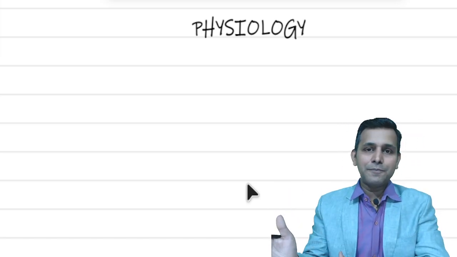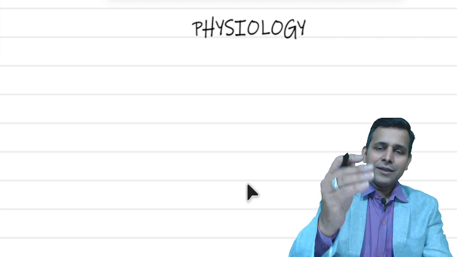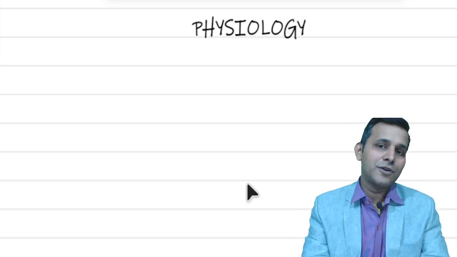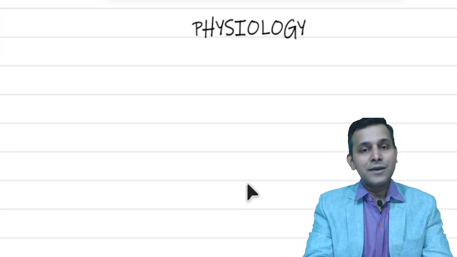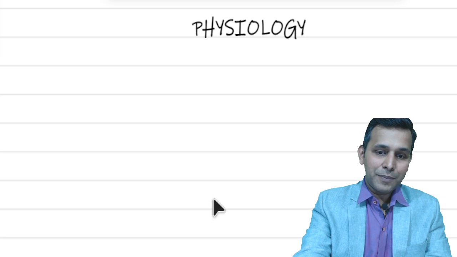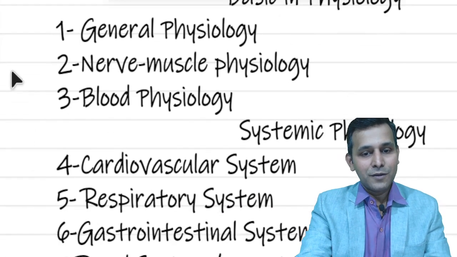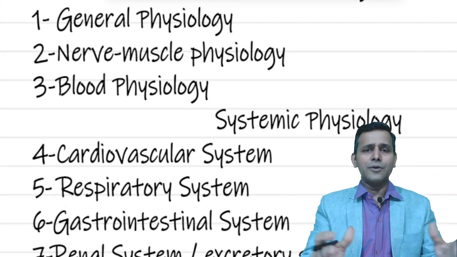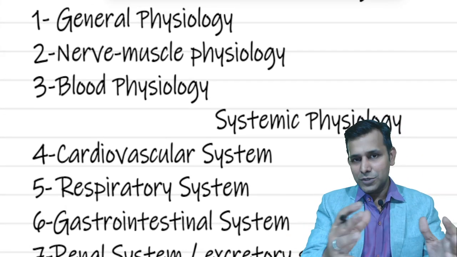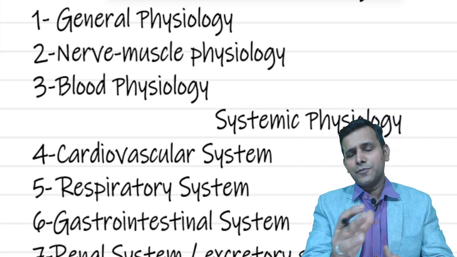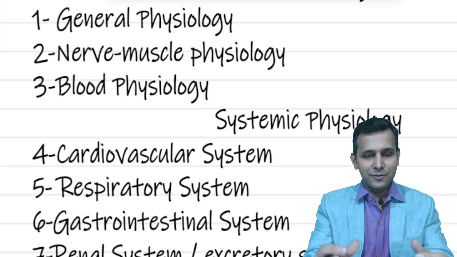So before going to that part, let us try to understand what are the systems we are going to study and how physiology is divided subject wise into various systems and chapter wise. Physiology is divided into three important categories. A basic physiology, which includes general physiology. General physiology introduces the cells, homeostasis, how the body's environment works, and the various body fluid compartments and how they work with each other.